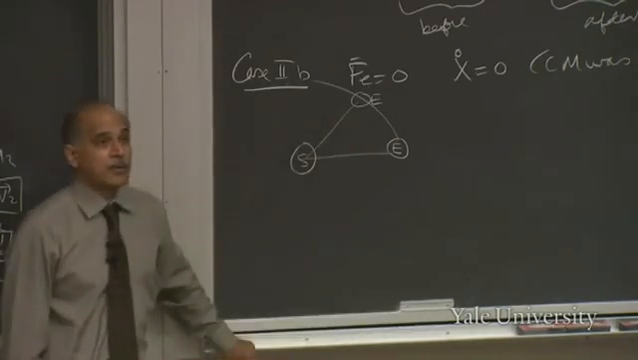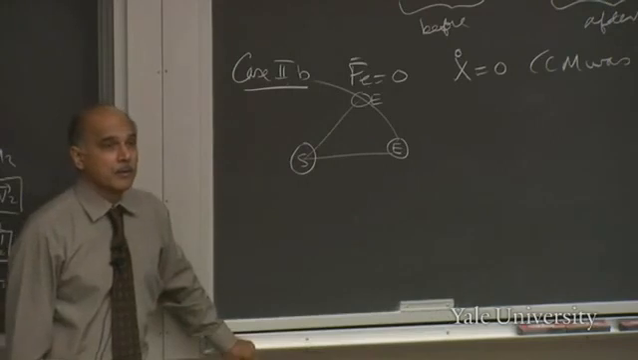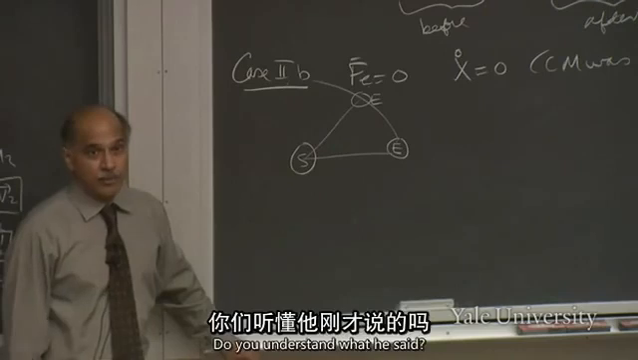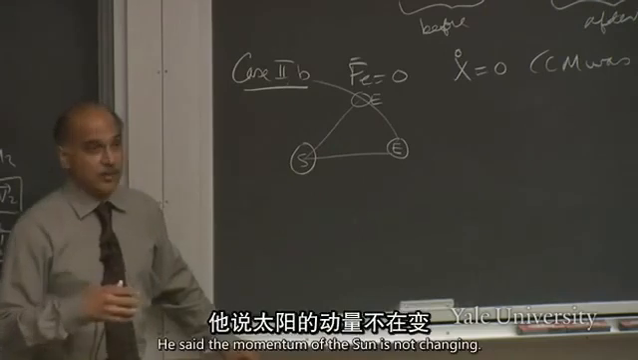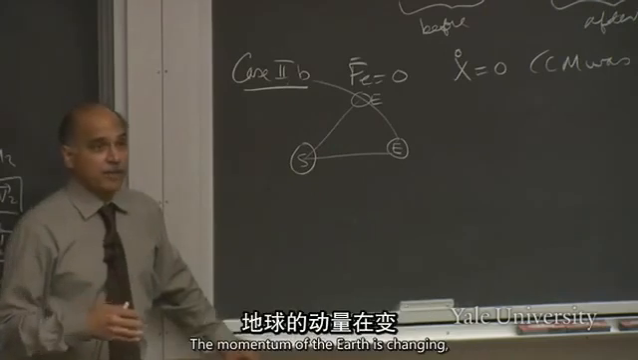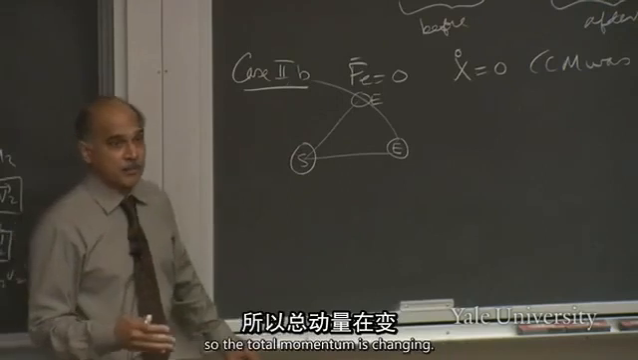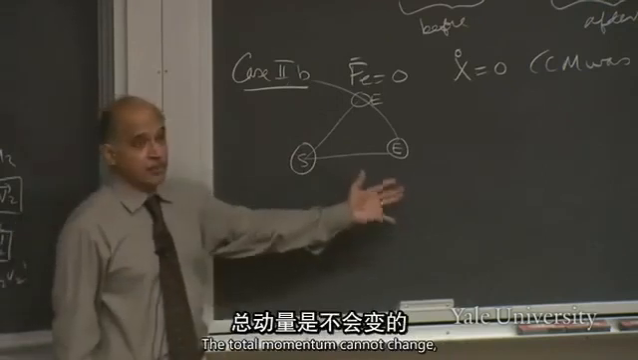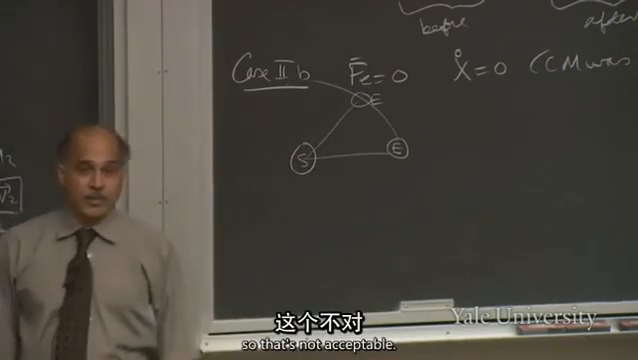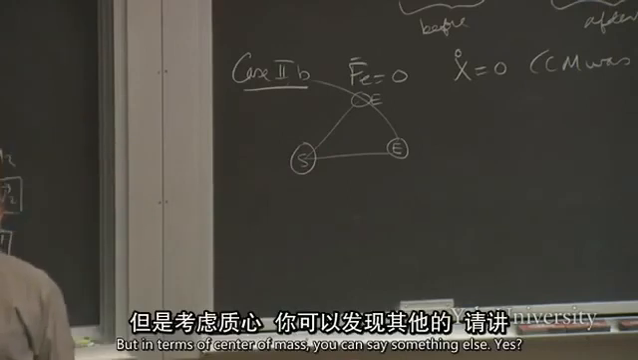The momentum of the sun doesn't change in response to the changes in the momentum of the earth. That's one way. Do you understand what he said? He said the momentum of the sun is not changing. The momentum of the earth is changing. So the total momentum is changing. But total momentum cannot change. So that's not acceptable.